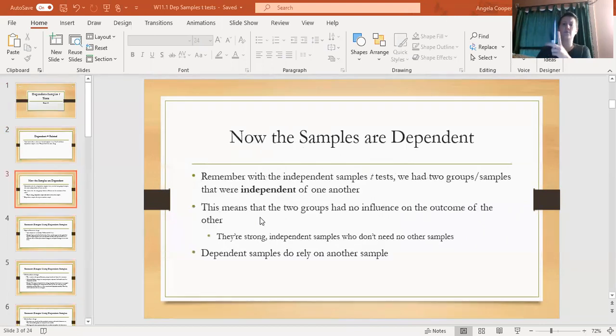Anyway, like I said, with independent samples t-tests, which we covered last week, the groups had no impact on the other. It was two separate groups of people, like our class and Professor Greenwood's class, or dog lovers and cat lovers. Those are two separate groups of people and they don't overlap. The people in our class are not also in Professor Greenwood's class.